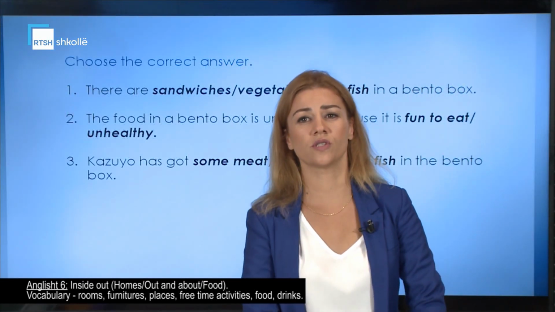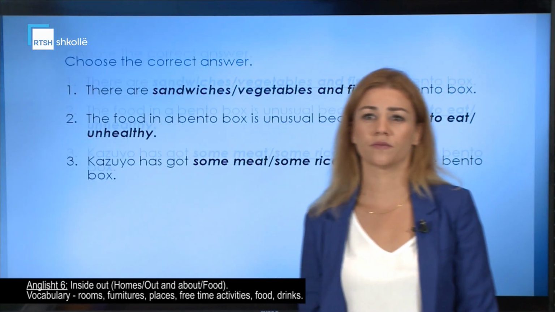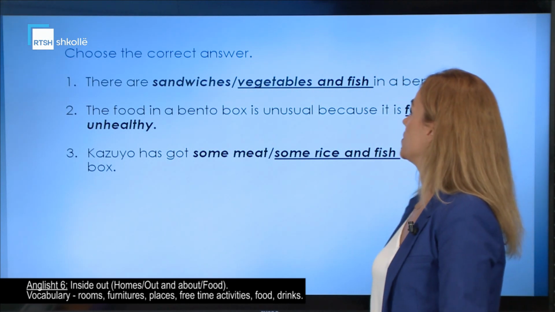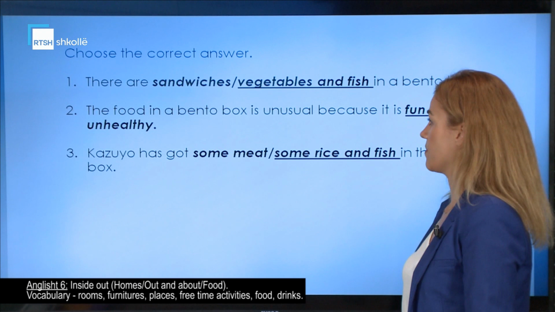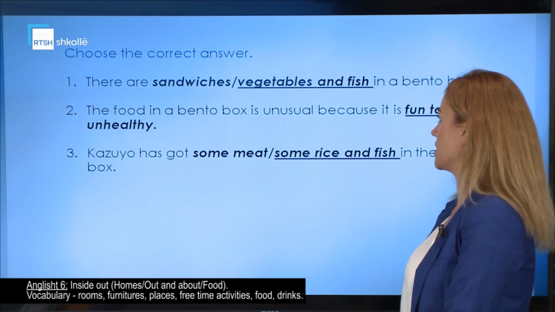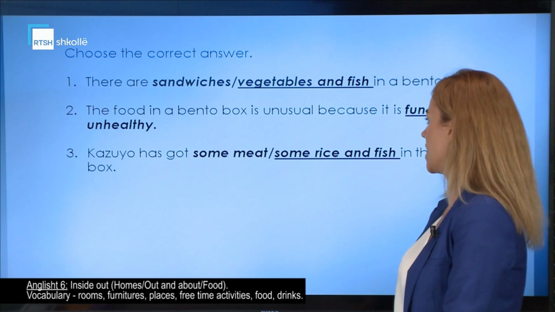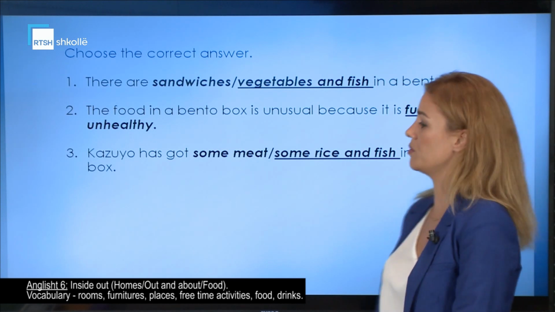Now you have to choose the correct answer. There are vegetables and fish in a bento box. The food in a bento box is unusual because it is fun to eat. Kazuo has got some rice and fish in the bento box.